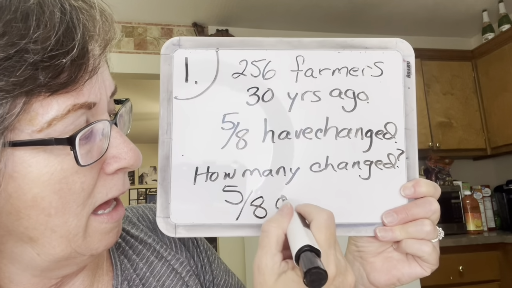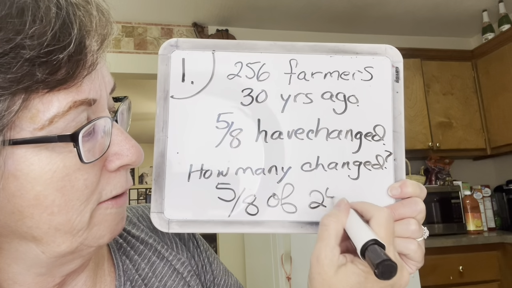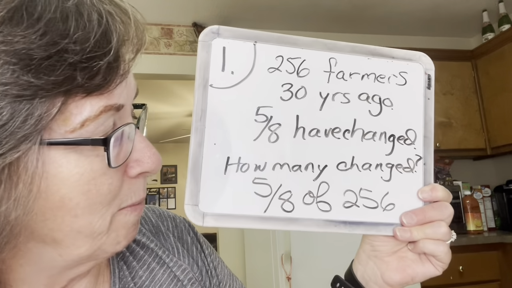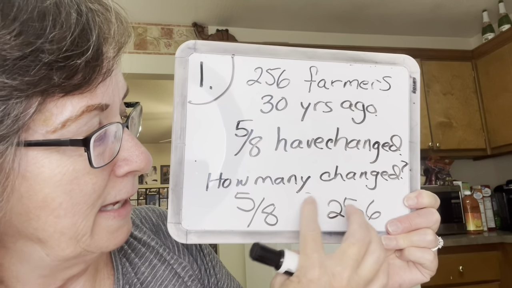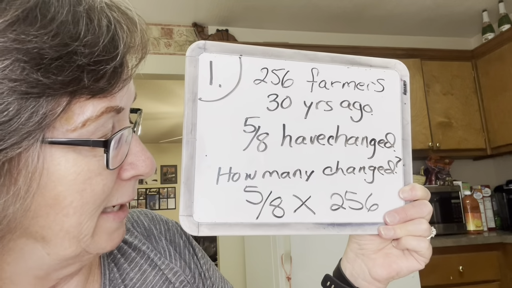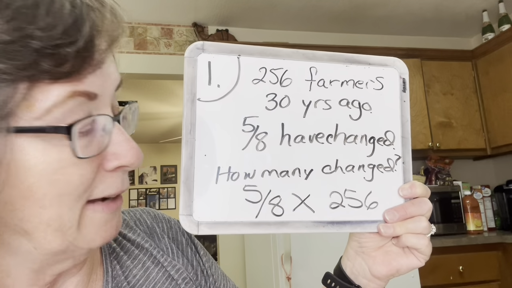5/8 of 256? Won't that give us the answer? And remember that of is times. Anytime we see of, it's times. All right, so we're going to have to do a little bit of work.